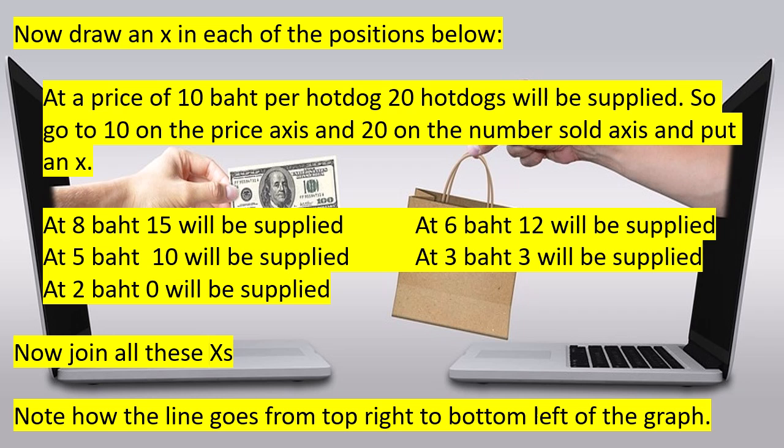At 8 baht, 15 will be supplied. At 6 baht, 12 will be supplied. At 5 baht, 10 will be supplied. At 3 baht, 3 will be supplied. And at 2 baht, 0 will be supplied. So put an X for each one of those and then join all the X's. And then note how the line goes across the graph.